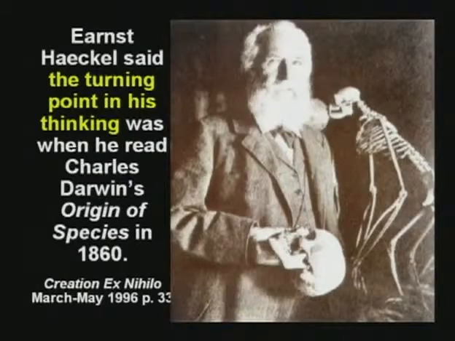Ernst Haeckel said the turning point in his thinking was when he read Darwin's book in 1860. See, Darwin's book was printed in English in 1859. The next year, it was printed in German, 1860. Haeckel was a German embryology professor. He read the book and said, wow, what a great theory. If only we had some evidence. Well, 9 years later, they still had no evidence, so Haeckel decided to help out. He was going to make some evidence.